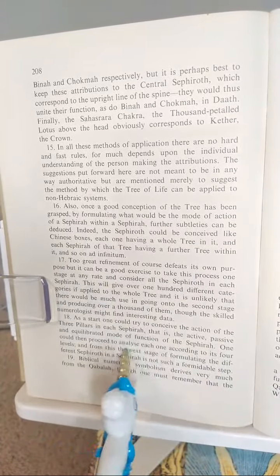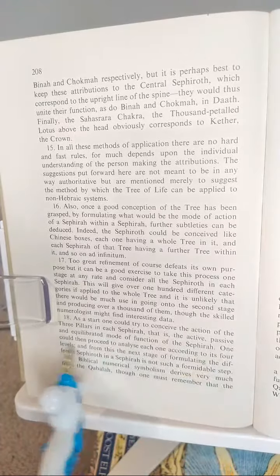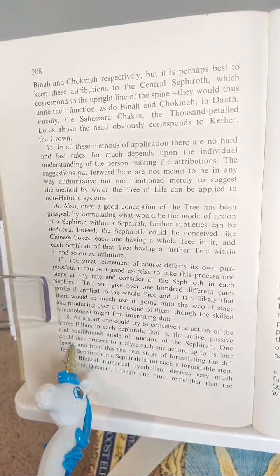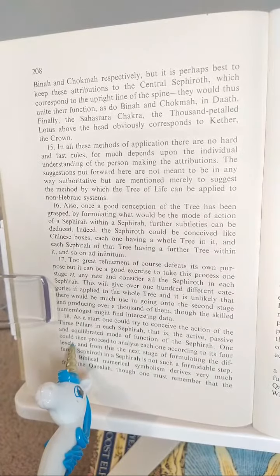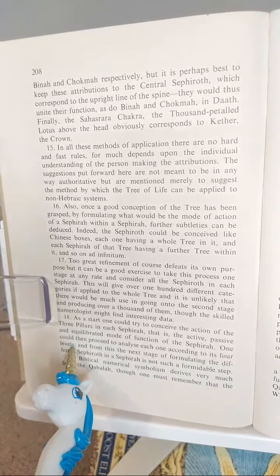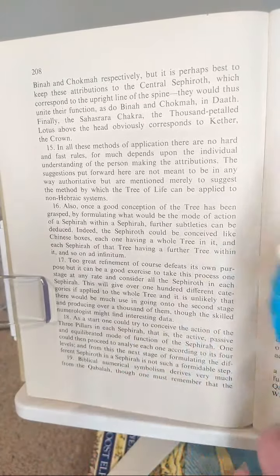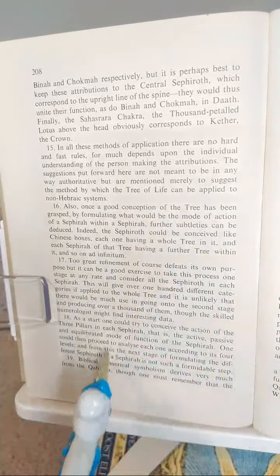One could then proceed to analyze each one according to its 4 levels, right? So we're talking about the 4 worlds, at the Absolute, at the Briatic level, at the Yetziratic level, then the Asiatic level. So really it is breaking it down from, again, very gross to more and more refined. So you think of the Sephirah, then you try to imagine its active, passive, and equilibrated aspects. Then you'd think of it happening in the 4 stages, the 4 worlds. And from this, the next stage of the different Sephirah in a Sephirah is not such a formidable step. So that's what he's saying in verse 18. If you wanted to get good at that, that's how you would do it.